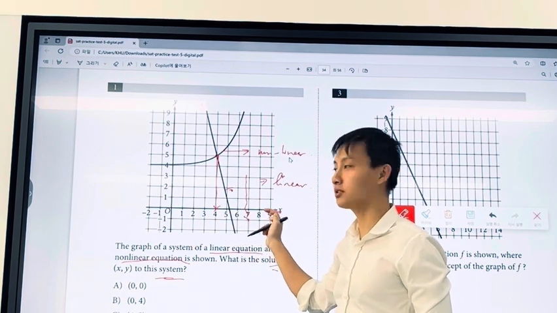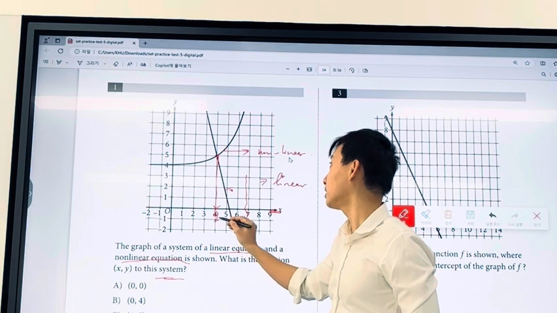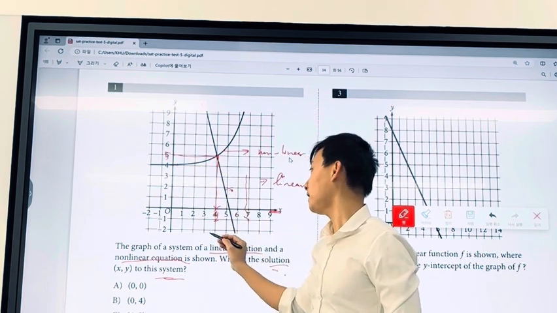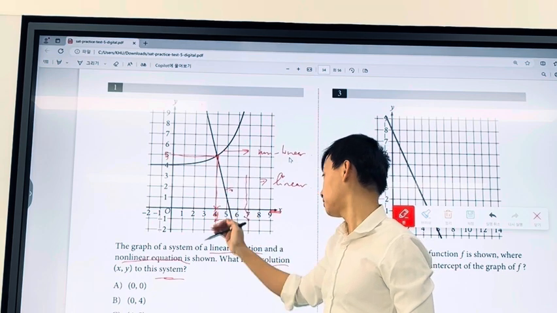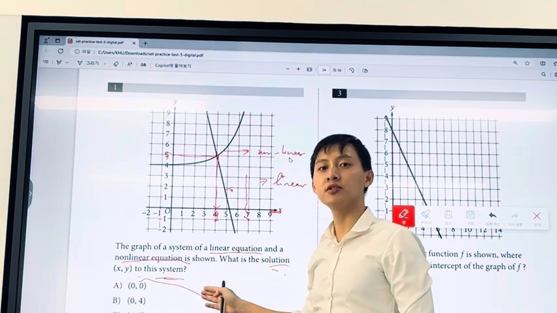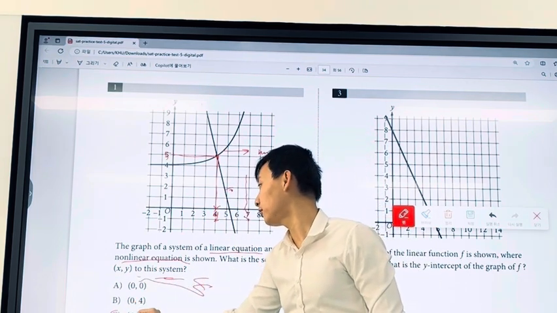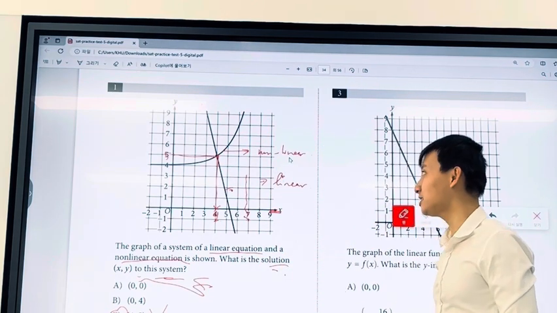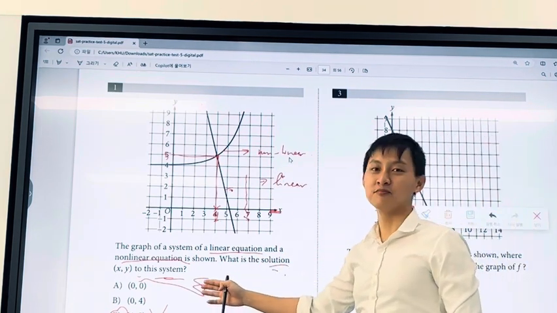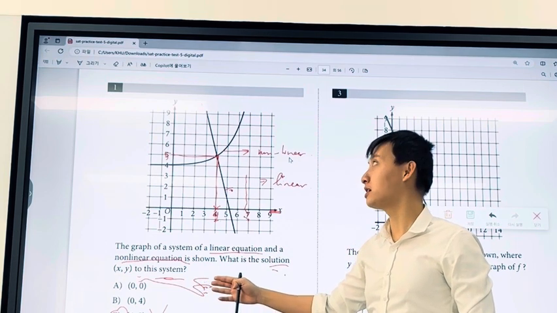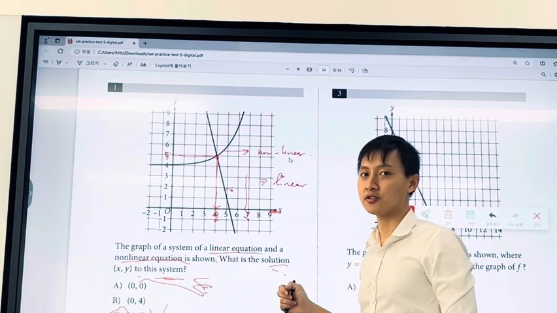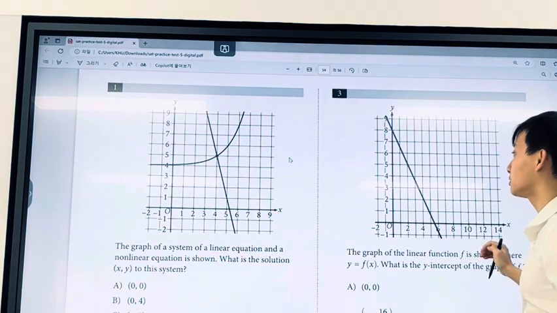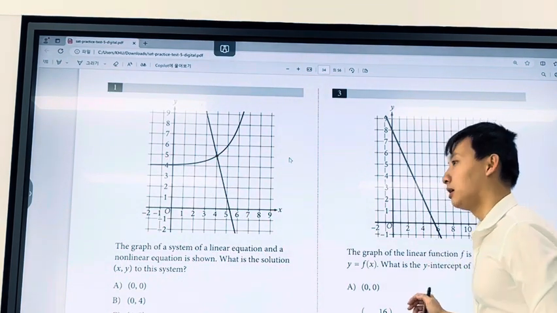It intersects at 4 on the x-axis and 5 on the y-axis, so the solution x, y to the system is 4 and 5. Is the answer C? It's very easy. In this question 1, you should spend 30 seconds to find the answer. So next one.